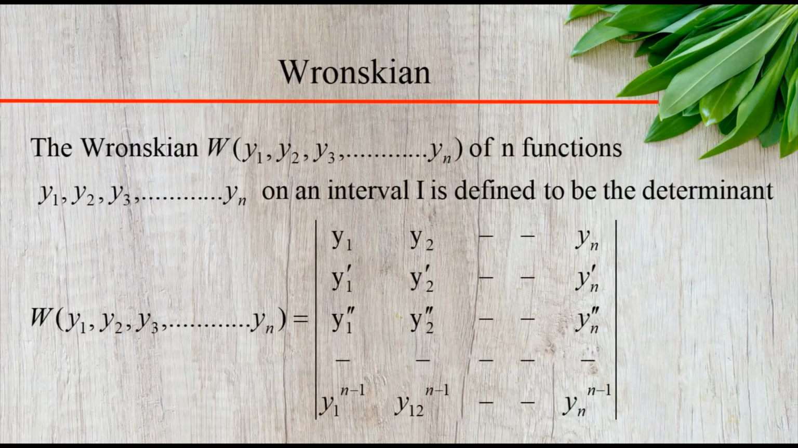The Wronskian of n functions is nothing but the determinant defined in this manner. That is, write all the functions in the first row, in the second row find the derivatives of the first row, and in the third row find the derivatives of the second row, and so on. If you have n functions, then you will have a determinant of order n by n.